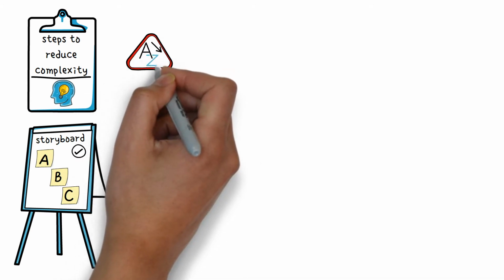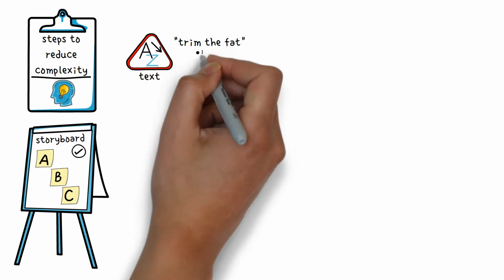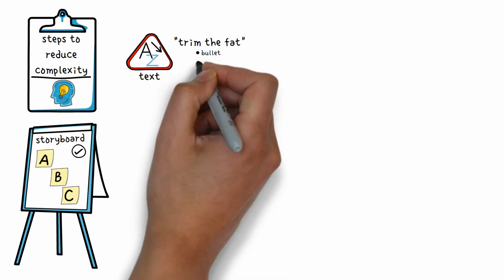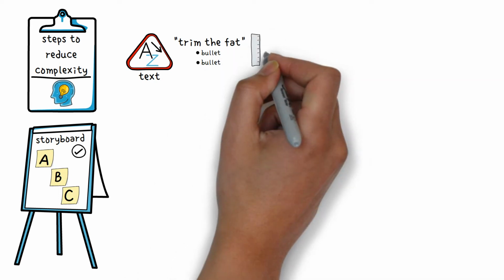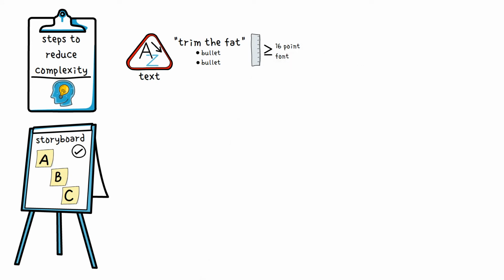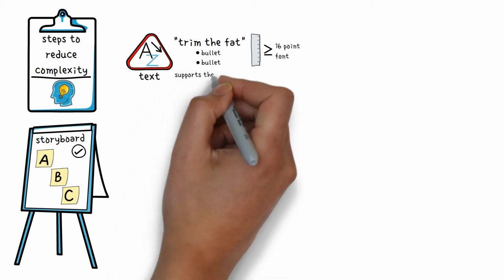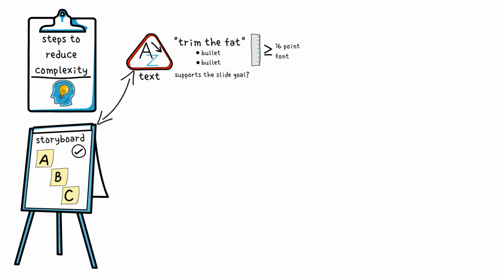First, avoid too much text, also known as trim the fat. Try to minimize the text on each slide and use bullets to increase white space for readability. As a tip, if you can't fit your text with a font size of at least 16 points, there's probably too much. Also, all text should support the goal of your slide. This was defined through the storyboard.